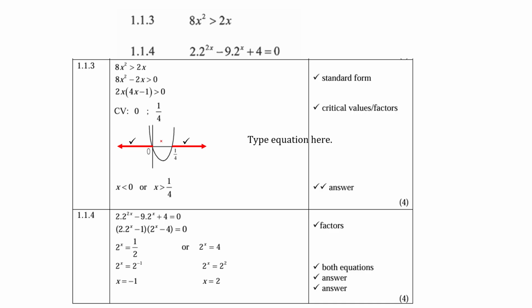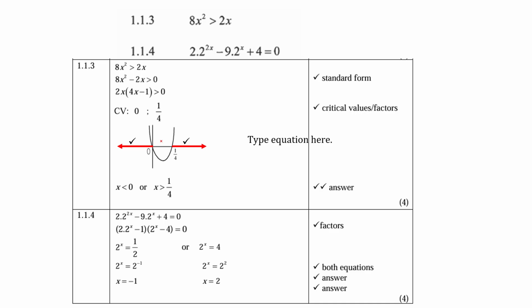2 times 2 to the power x minus 9 times 2 to the power x plus 4 equals 0. Now there's two ways to do this problem. You can either introduce what we call the k method, where we say let 2 to the power x be k, then we can replace 2 to the power x with a k, factorize, and then reintroduce x.